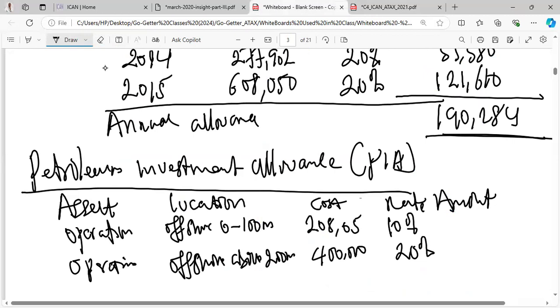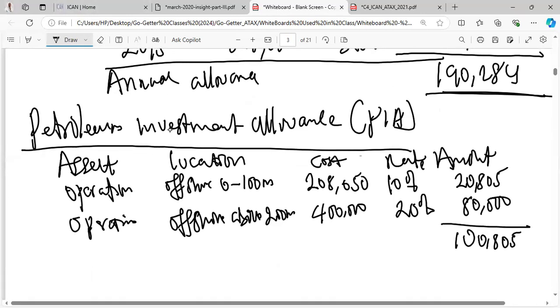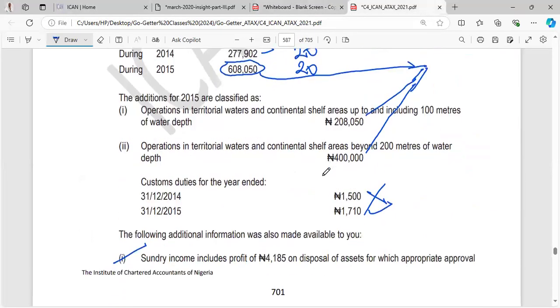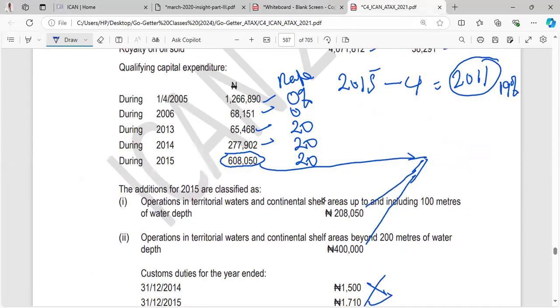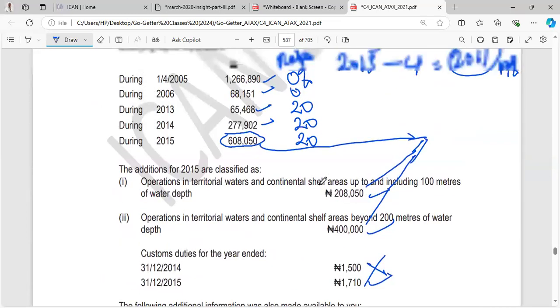So 10% of this should give us 20,805. 20% of this should give me 80,000, because 10% is 40, so 20% should be 80. You add them together, they should give you 100,805. So that's your PIA. Now that we've gotten this, is there any balancing charge? There's no balancing allowance. So that means we are done with this. Okay, so we've done everything that is asked of us.